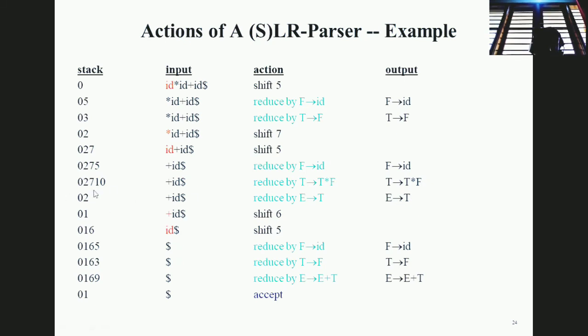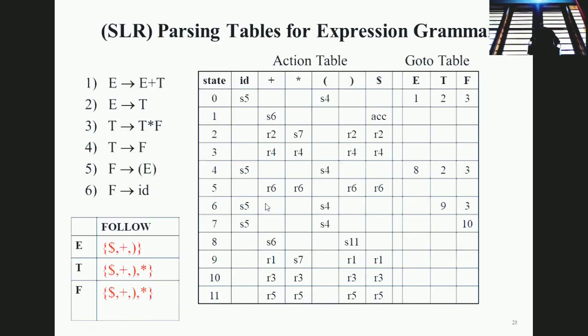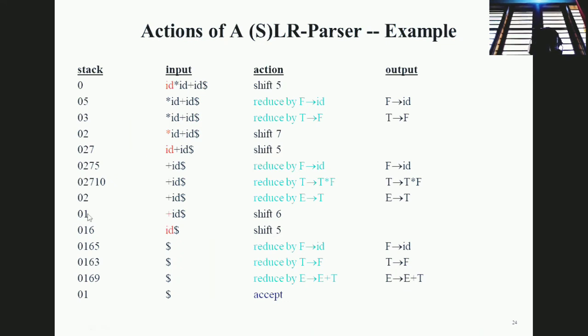Then I must pop 2 from the stack. Now my top of the stack is 0 and my left hand side of the production is E. Then I must look at what is go to of 0 on E. What is go to of 0 on E is nothing but 1. Then I'm supposed to push 1 onto the stack.